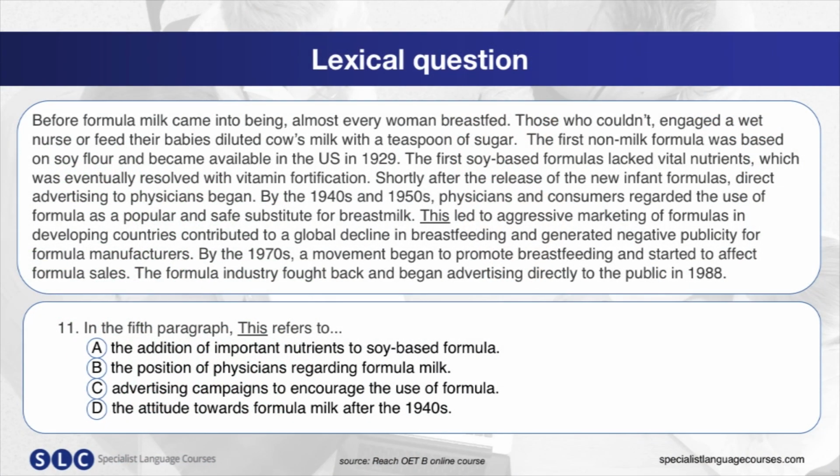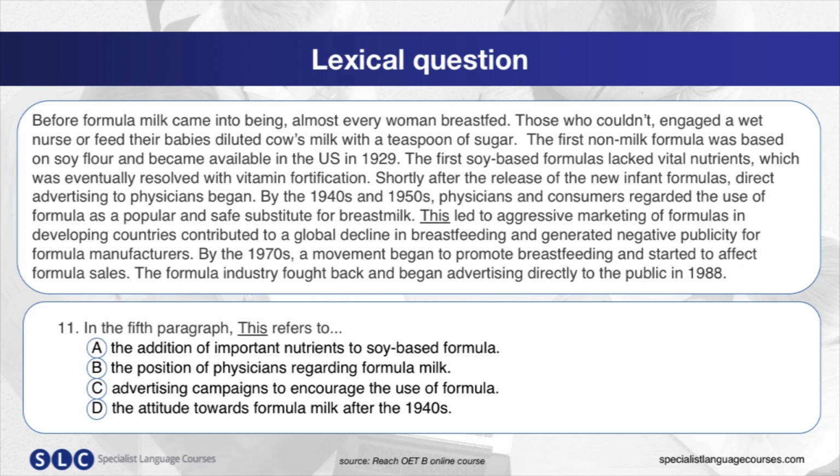Now we are going to take a look at an example of a lexical question. Lexical questions will ask about a specific expression that has been used in the text or what a specific pronoun refers to in the text, such as this or it. In this question, we need to look at what this refers to.